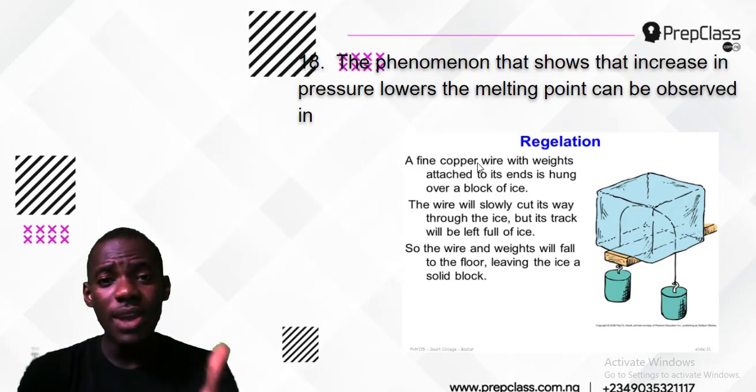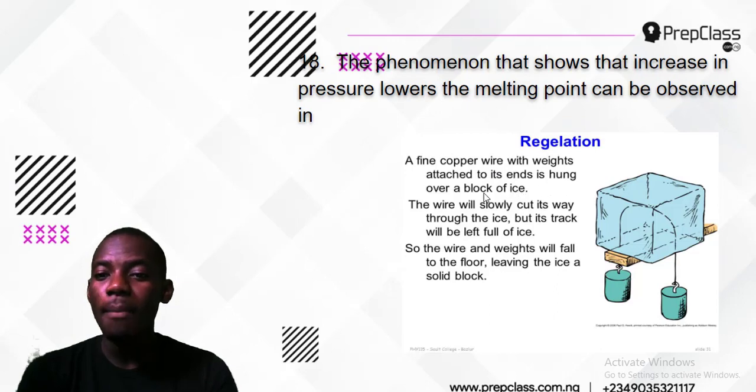Now, this is the way it goes. A fine wire with weights attached to both ends is hung over a block of ice.